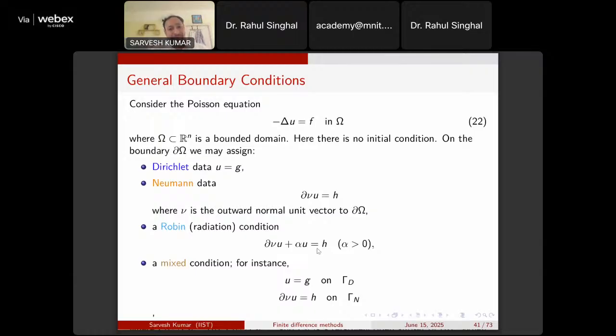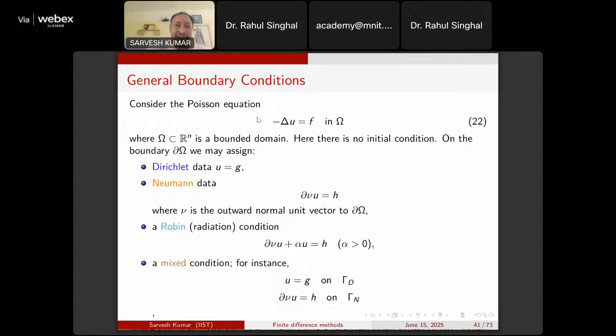Then a mixed condition. So what do you do? You divide the whole boundary into 2 parts, let's say Dirichlet and Neumann. So on the Dirichlet part, u equal to g is there, and on the Neumann part the normal derivative is given. So this is called a mixed boundary condition. This would come as per demand of the modeling part.